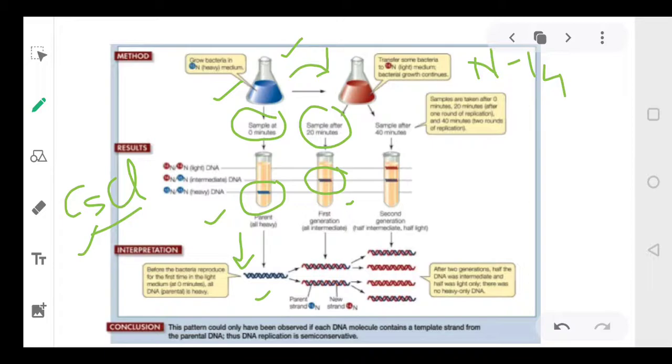Medium level means now it is having N15 also and N14 also. And if you remember, yesterday we talked about that E. coli takes 18 minutes for one replication. याद है आप लोगों को? हमने कहा था E. coli जो है 18 मिनट लेता है अपने आप को replicate करने का. So we are taking the sample after 20 minutes. Means one replication cycle has been completed.